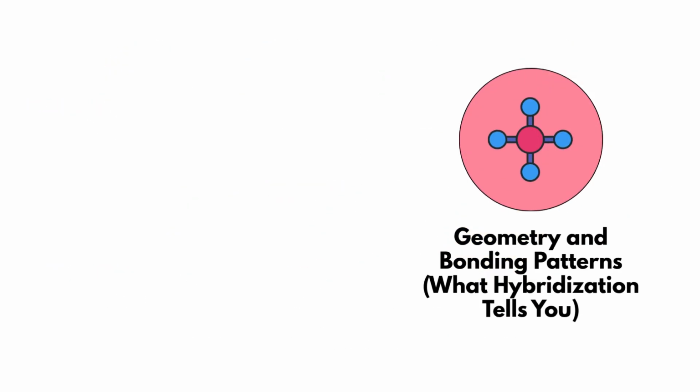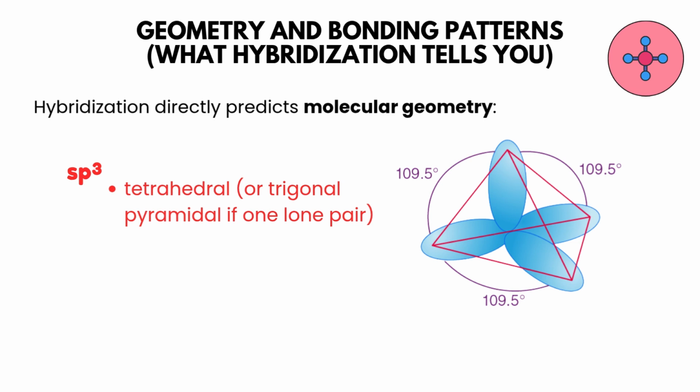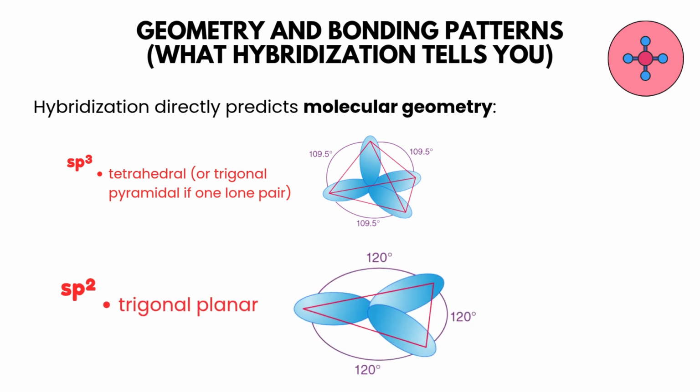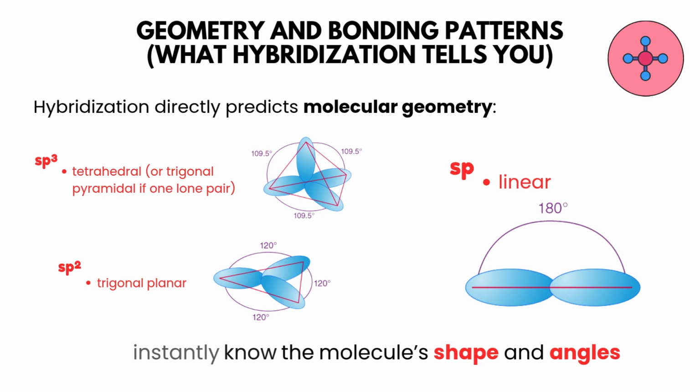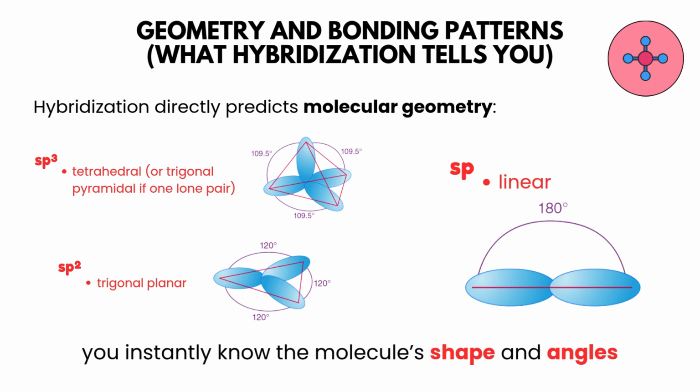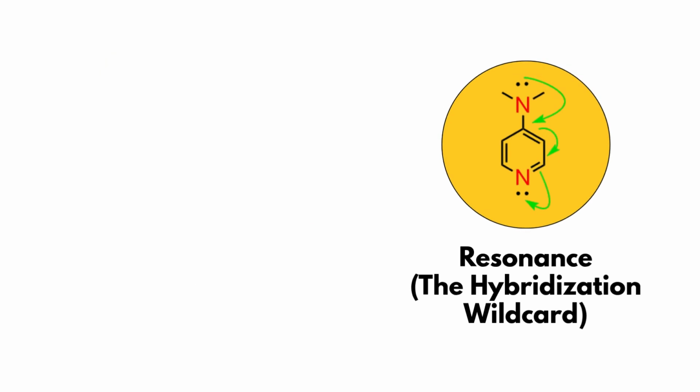Geometry and bonding patterns. What hybridization tells you. Hybridization directly predicts molecular geometry. sp3, tetrahedral or trigonal pyramidal if one lone pair. sp2, trigonal planar, sp, linear. Once you know hybridization, you instantly know the molecule's shape and angles. No guesswork.